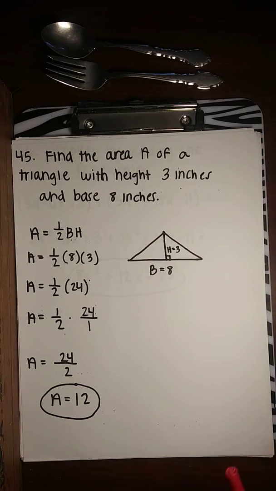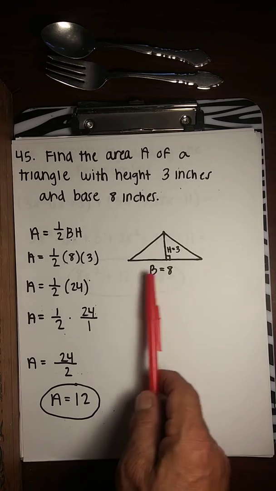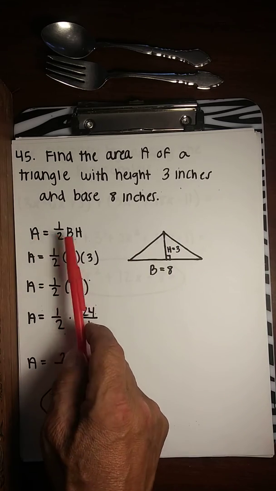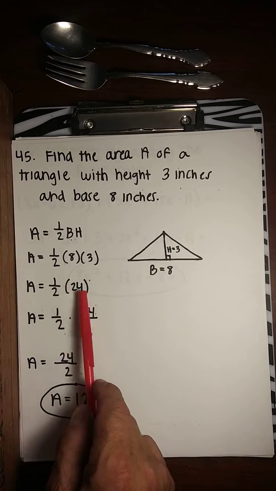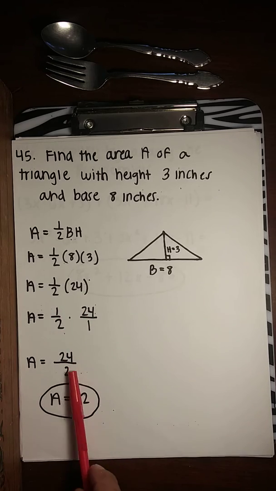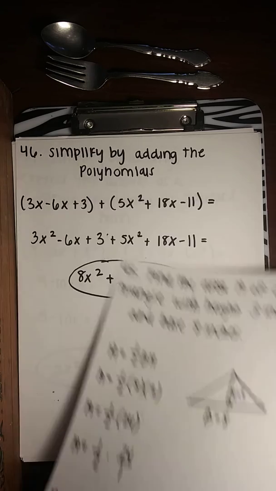Find the area of a triangle with a height of 3 inches, base is 8. Area equals 1/2 base times height. So 8 times 3 is 24. Half of that, 24 over 2, is 12.